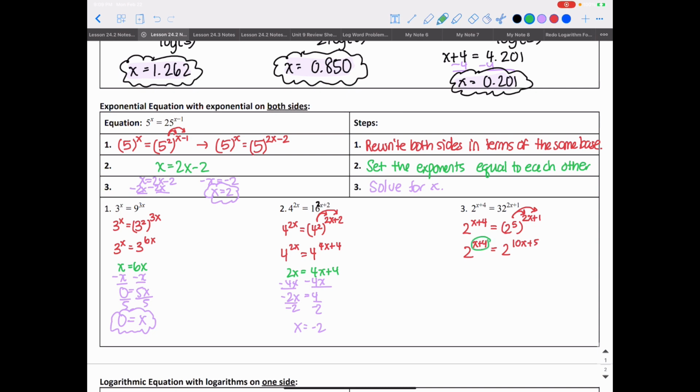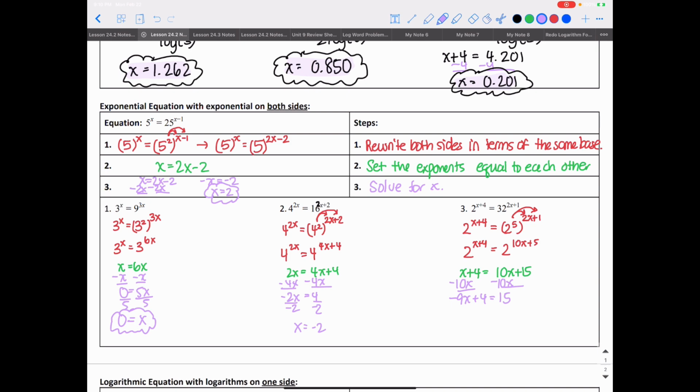You're going to set these exponents equal to each other. They need to be equal for the sides to be equal. I need to be raising 2 to the same thing on the left and the right. I have x plus 4 is equal to 10x plus 15. From here, I'm going to solve for x. I'm going to subtract 10x on both sides. I'll get negative 9x plus 4 is equal to 15.